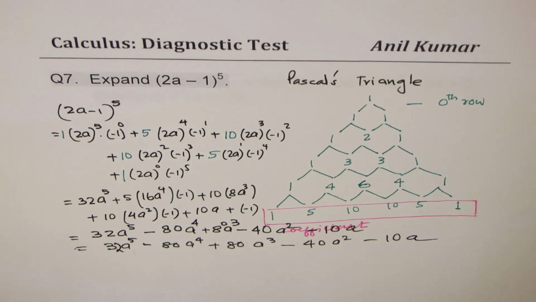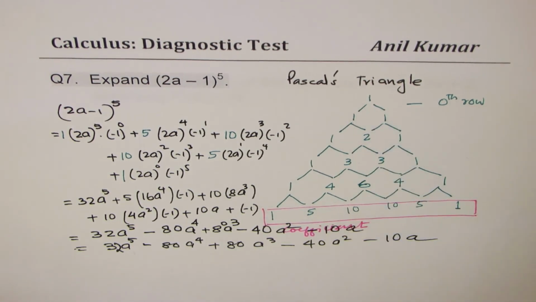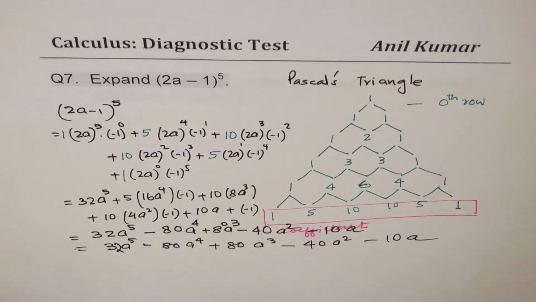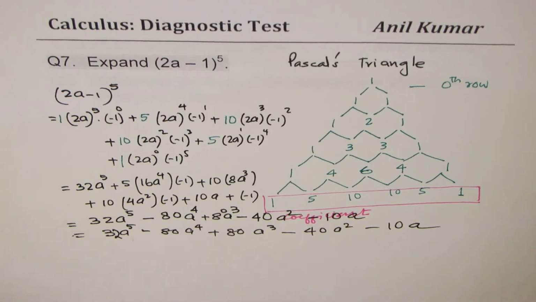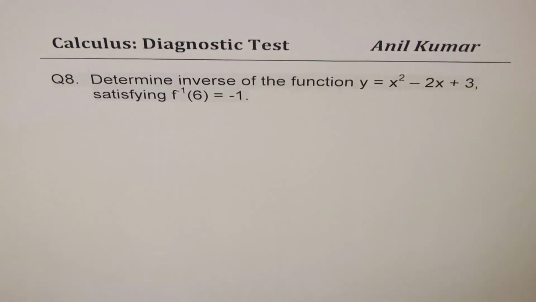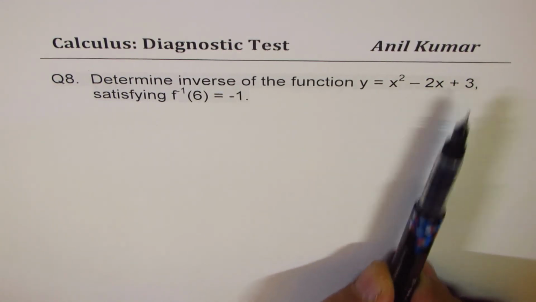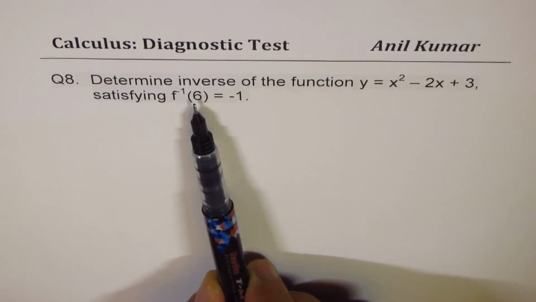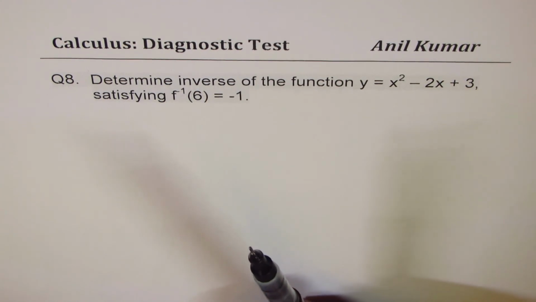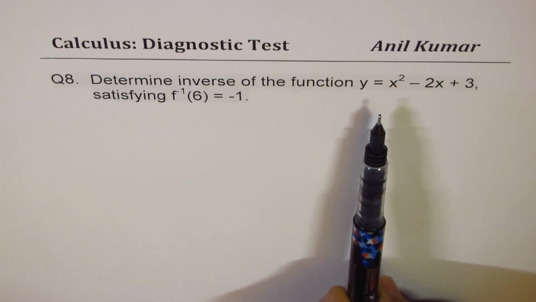Okay. So I hope you recall the Pascal's triangle and understand how we could answer such questions, right? Okay, now let's take up question number 8, which is determine inverse of the function y equals to x squared minus 2x plus 3, satisfying that f inverse of 6 is minus 1. Okay, so that should not be very difficult. However, there's a trick involved.